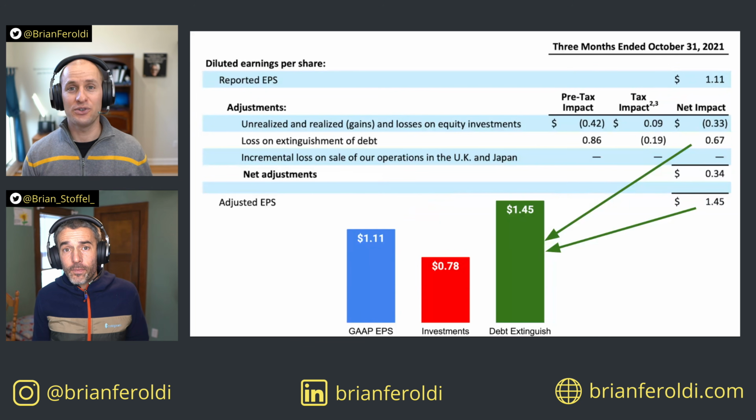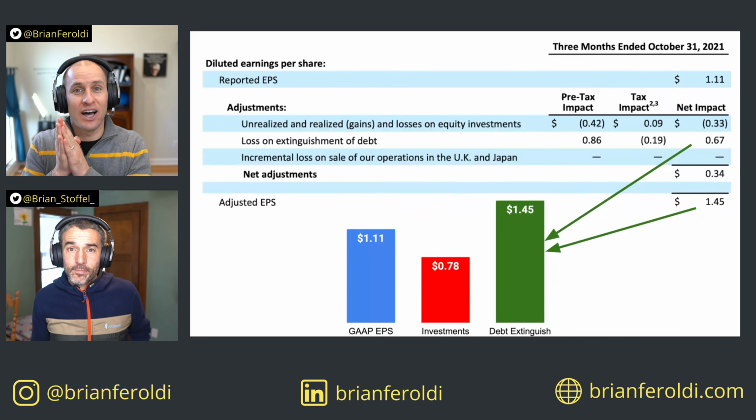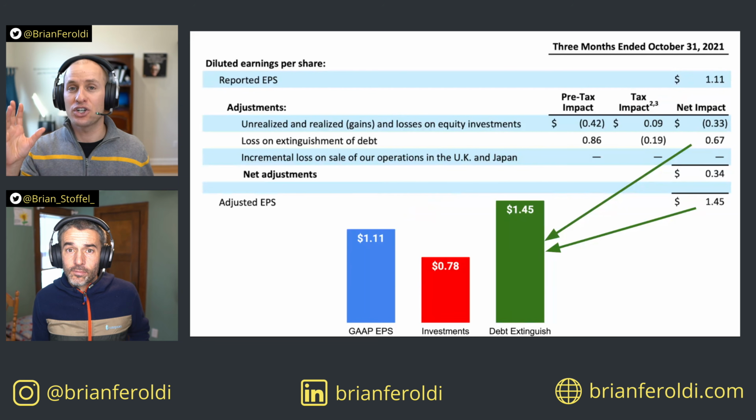And when looking at those two numbers, me as an investor, I actually care a lot more about that $1.45 in non-GAAP earnings than I do about that $1.11 in GAAP earnings. And obviously, depending on which number you use, that plays a big difference on the company's current valuation.